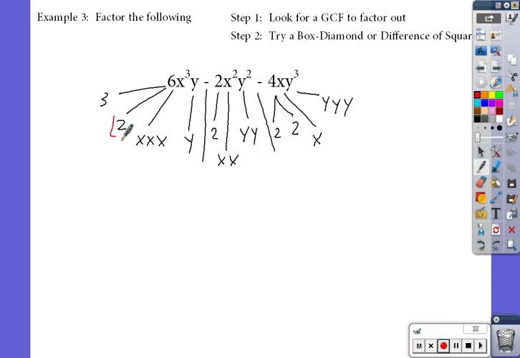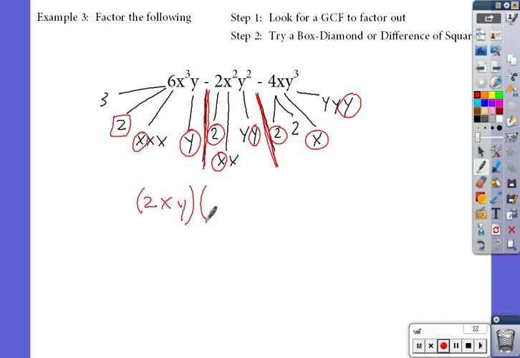All right, it looks like a 2 in each, so I'm going to write that 2 out in front. Again, remember my dividing lines. I have to be picking something from each section. All right, x, y's, it looks like I have an x in each, so I'm going to put that x out in front, and it looks like I have a y in each. So I'm going to put that y out in front. Leftovers, 3x squared, xy, 2y squared. Signs stay the same, minus, minus.